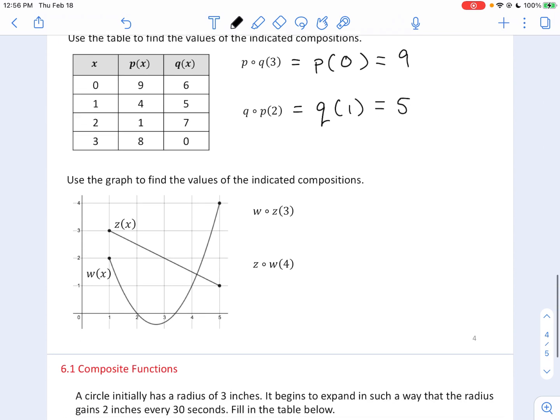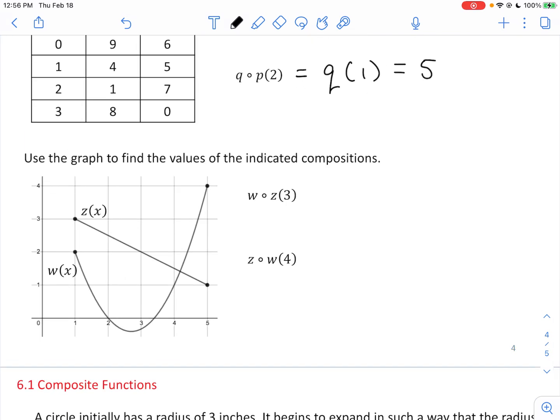We could do something similar by using a plot instead. Use the graph to find the values of the indicated compositions, W of Z of 3. So we're going to say, well, what's Z of 3? We're going to do that first and then plug that into the W function. So let's first figure out what Z of 3 is. We're looking at this function right here, that's the Z function. Track down 3 as an x-coordinate, and then look for what Z does to 3 by looking for that second coordinate.